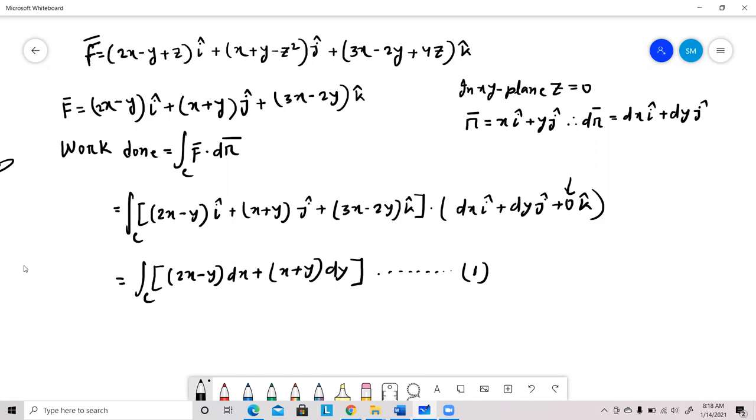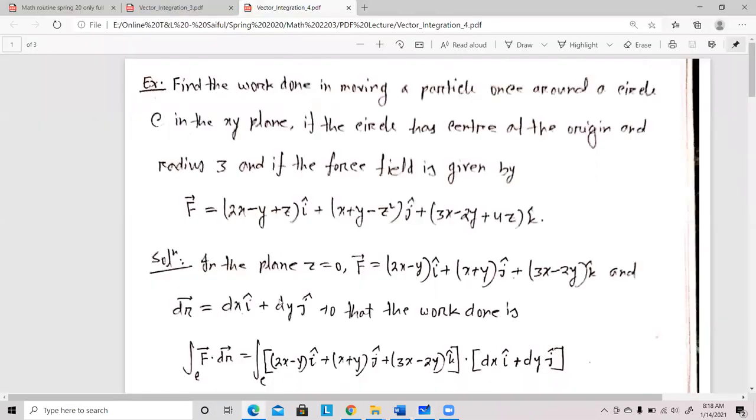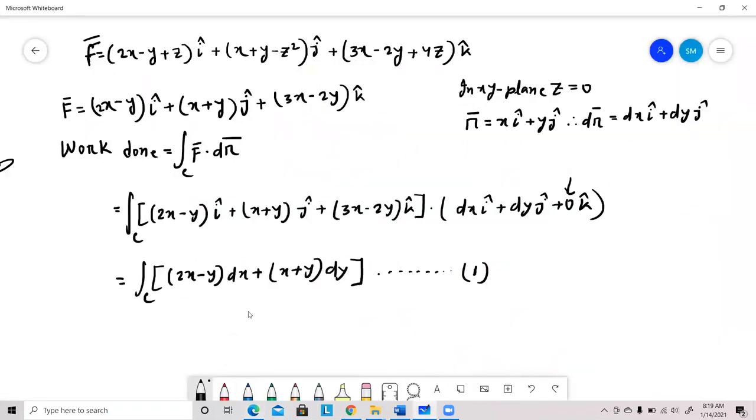So how could we proceed from this stage using the given information? We are given what is the geometry? A circle. The particle is moving around the circle C. So how could you find the work done, F dot dr?